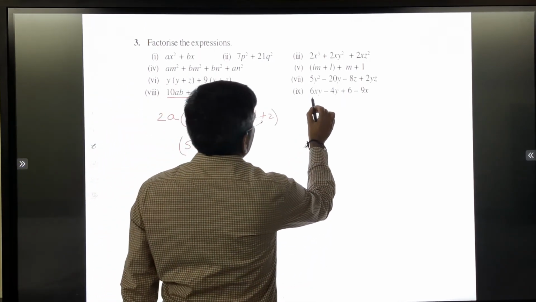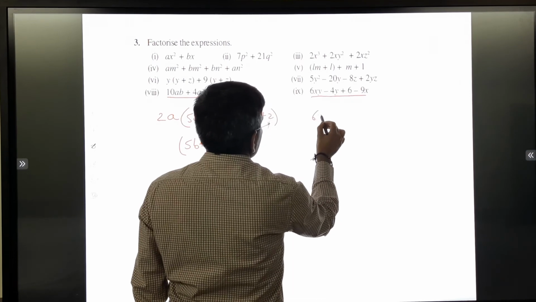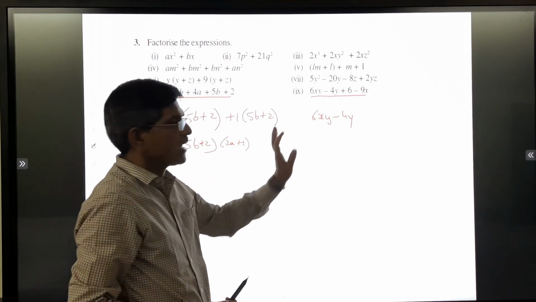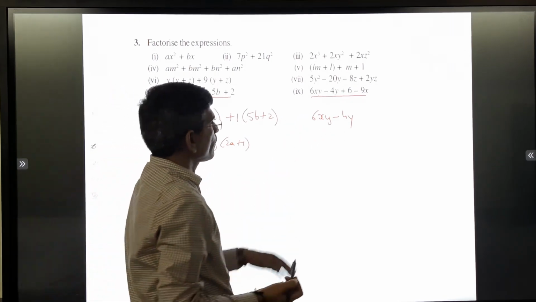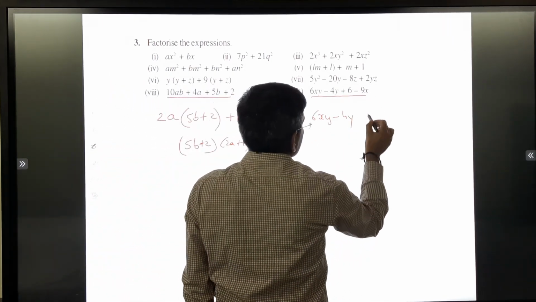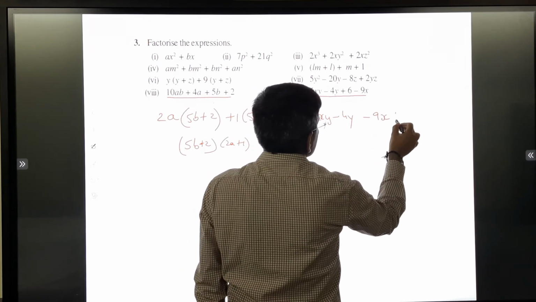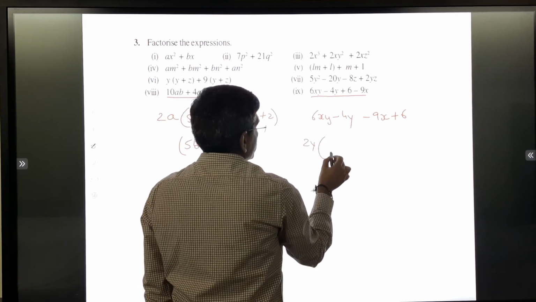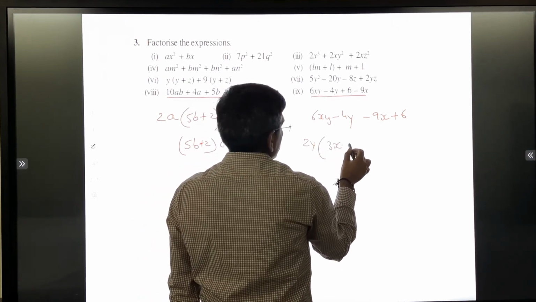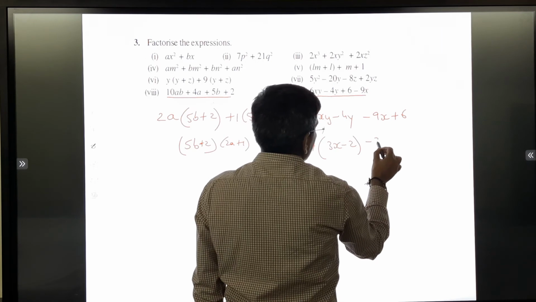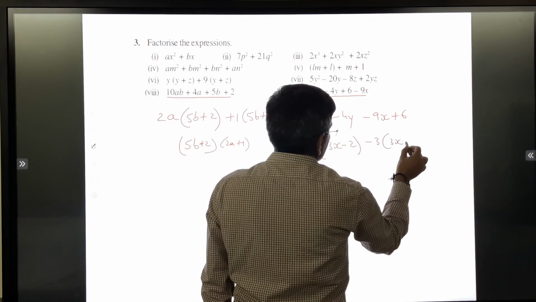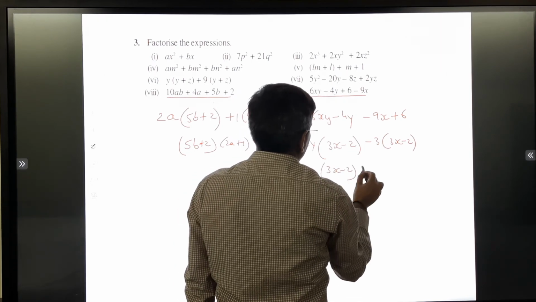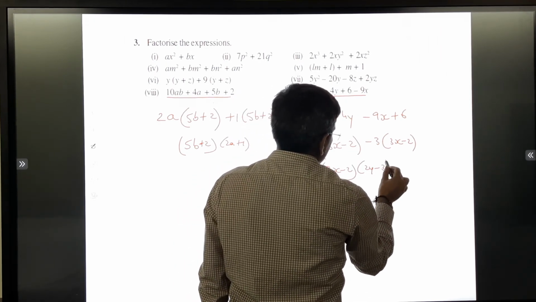If you see, now we again have this type of sum, 6xy minus 4y. So 6 and 4, the common factor is 2. Now I have to rearrange it here because minus 6x plus 6. Now if I make 2y common, then the answer is 3x minus 2. If I make minus 3 common, then 3x minus 2. So 3x minus 2 is there and 2y minus 3.